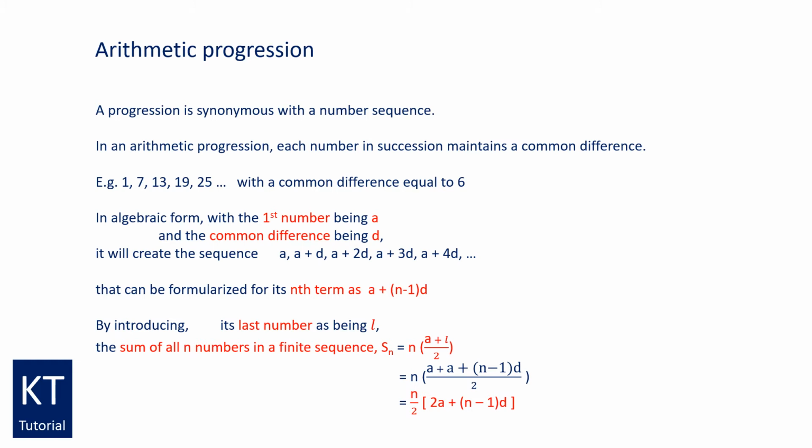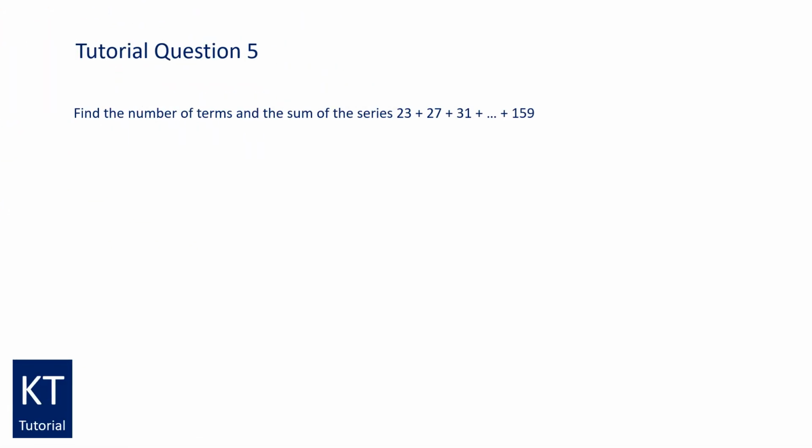By further labeling its last number as l, the sum of all n numbers in its finite sequence, Sn, is the product of n and the average of a plus l, which in turn is also equal to the product of n over 2 with 2a plus the product of n minus 1 with d. Tutorial question 5. Find the number of terms and the sum of the series 23 plus 27 plus 31 plus all the way to 159.